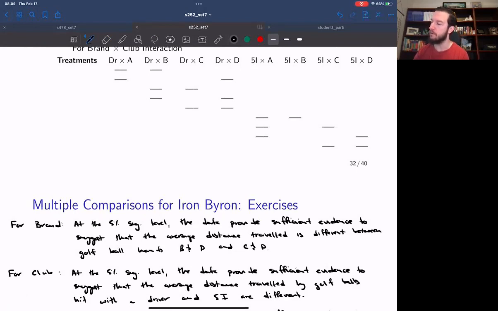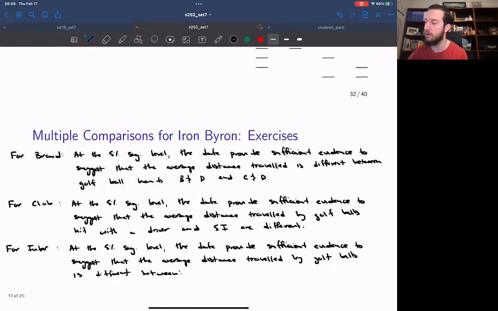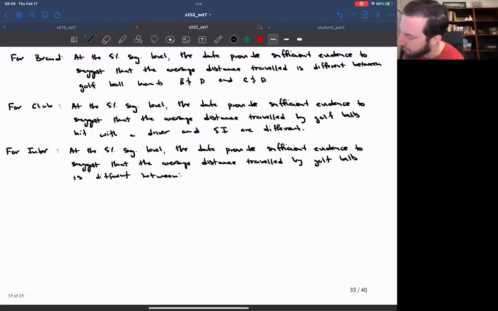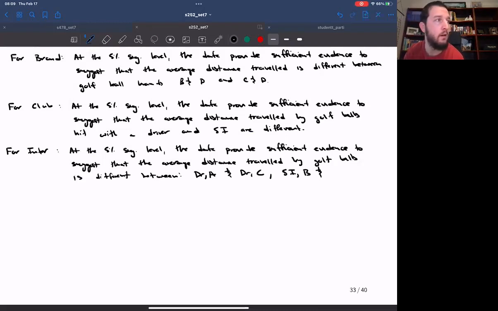So if we're focusing specifically just on the interactions here and not going across driver and club, we could say there's a difference between the driver A combination and the driver C combination, the 5-iron B combination and 5-iron C combination, and the 5-iron B combination and 5-iron D combination. Right.